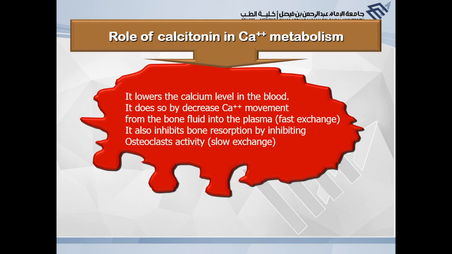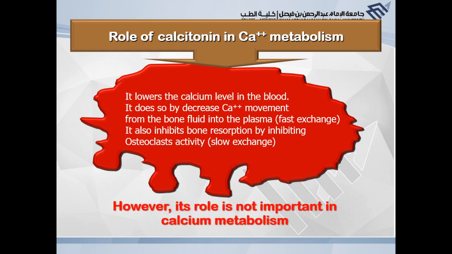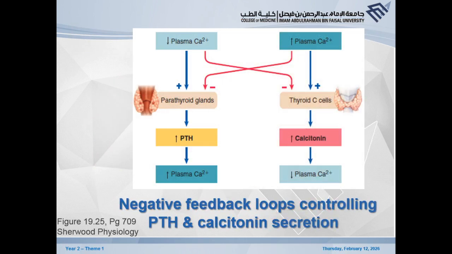So parathyroid hormone is causing mobilization of calcium from the bones. So calcitonin will inhibit this process, and parathyroid increases the blood calcium level, so calcitonin will lower the blood calcium level. It does so by decreasing calcium movement from the bone fluid, that is fast exchange. Also, it inhibits the bone resorption by inhibiting the osteoclast. So both processes, fast exchange as well as slow exchange, are inhibited by calcitonin. But the role is not important for calcium metabolism. And if this calcitonin increases in the body or decreases, it does not have any effect. It is not so important.